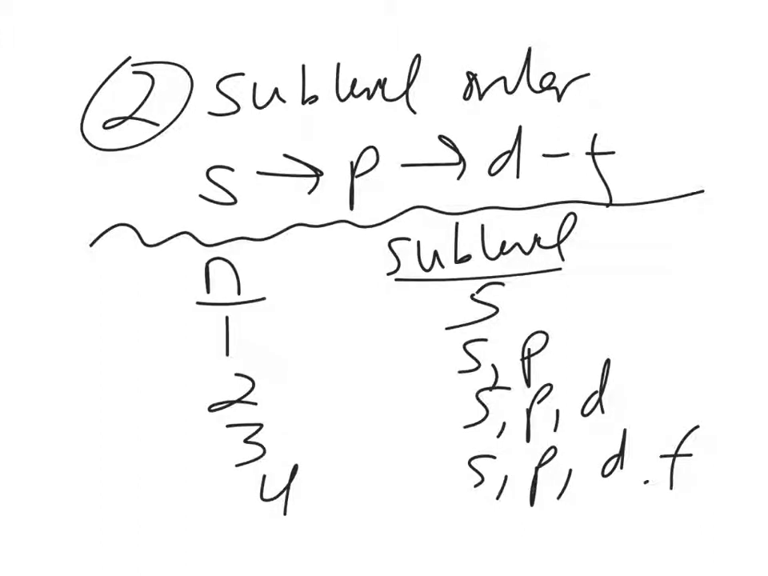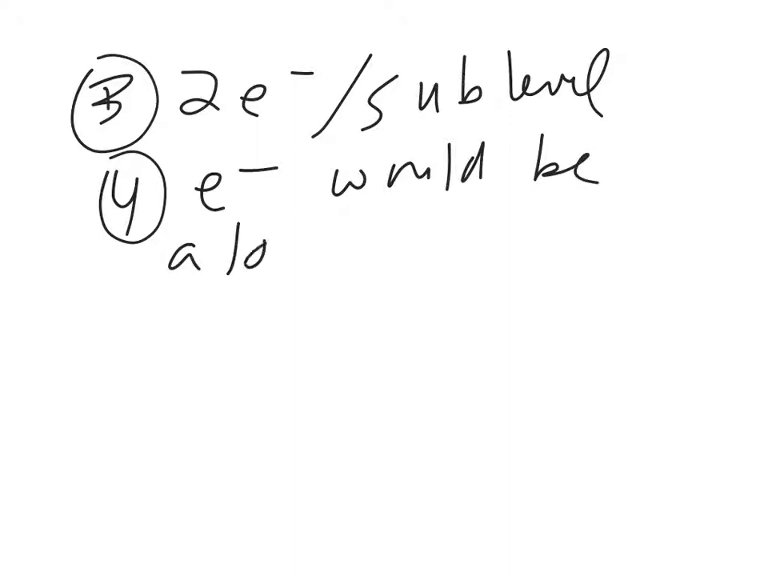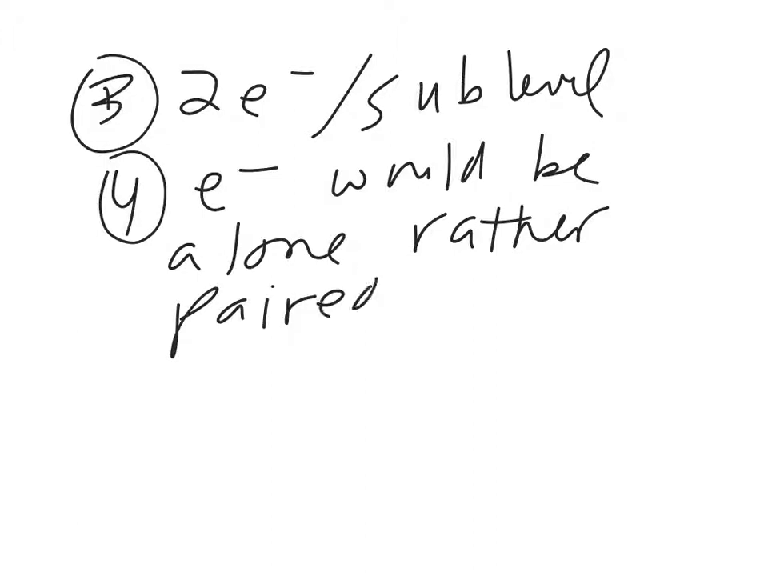The third rule then that we have to keep in mind is only 2 electrons per sublevel. And the fourth rule is that when you have multiple types of a sublevel, like you have 3 different P levels, electrons would rather be alone rather than in a pair first. And I'll show you some examples of this.